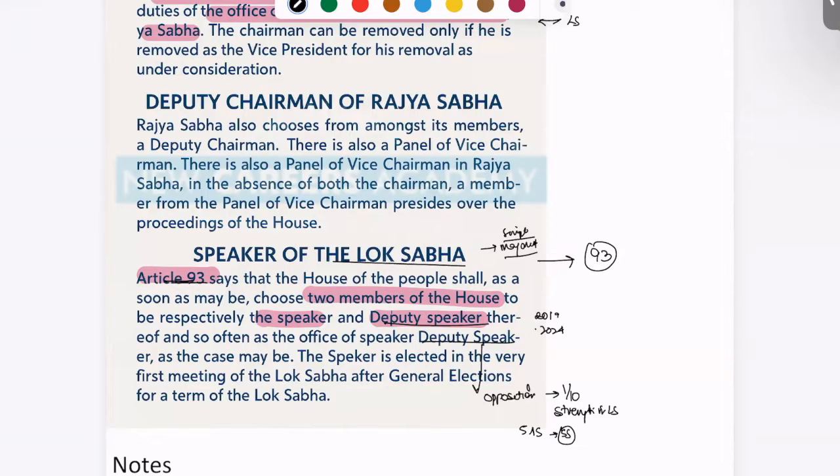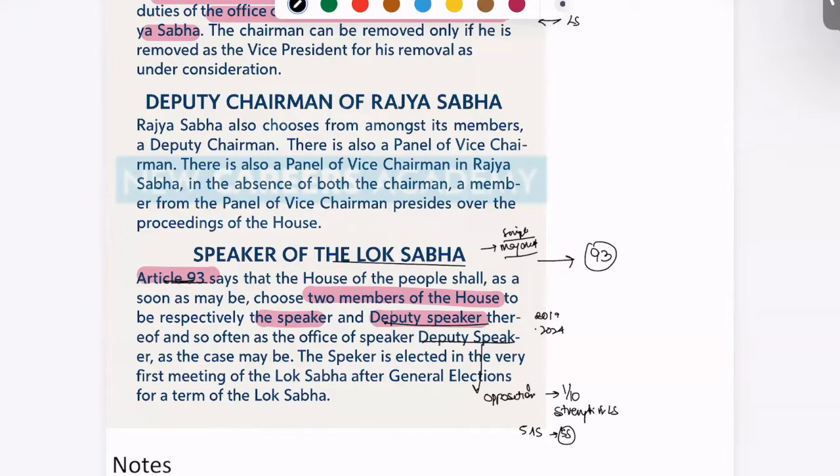Remember this. A very good example is Maharashtra. When Uddhav Thackeray resigned, the Speaker at that time was from Uddhav Thackeray's government. He stayed as the Speaker. Only when the new government came did they change him. Is it clear? So that is the case. Speaker of Lok Sabha tenure, what's the article? 93.